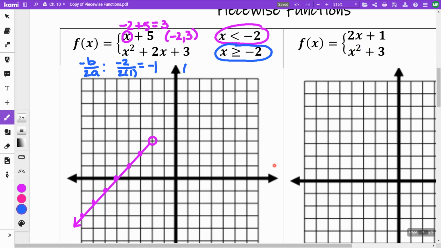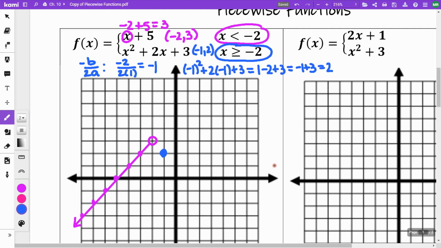I'm going to plug -1 into the equation to see what I get. So I get 1 minus 2 plus 3. I get a -1 plus 3. I get a 2. So my vertex is going to be -1 comma 2. So I'm going to go to -1 comma 2. That's my vertex.